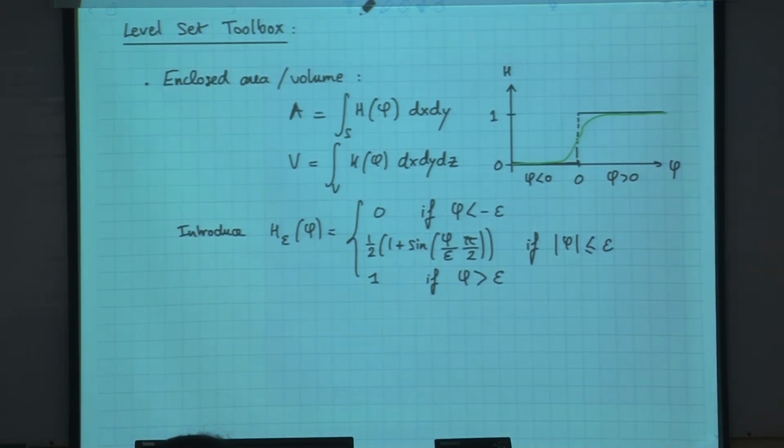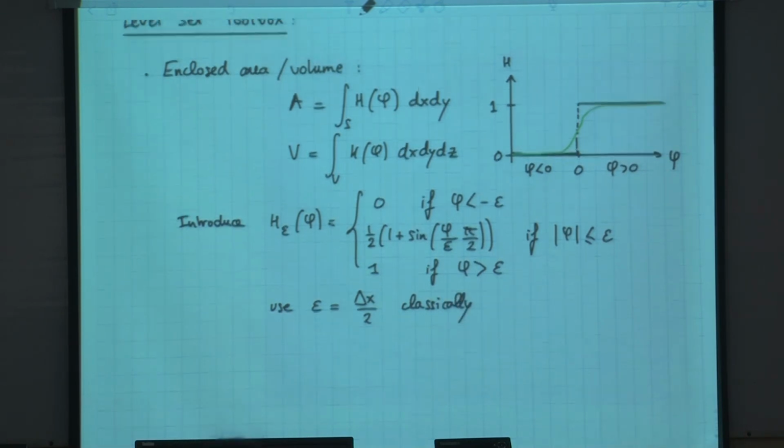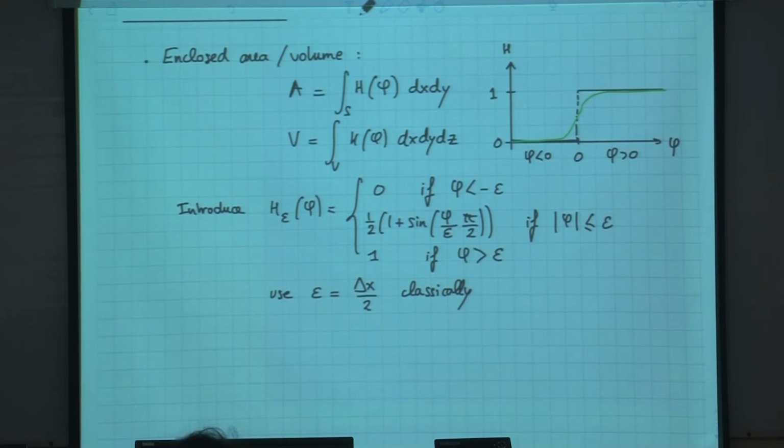You might say then, what do you choose for epsilon? Classically, use epsilon equal to dx over 2, classically. So that's the first piece of information. The second piece of information is something we talked about already, interface normal.